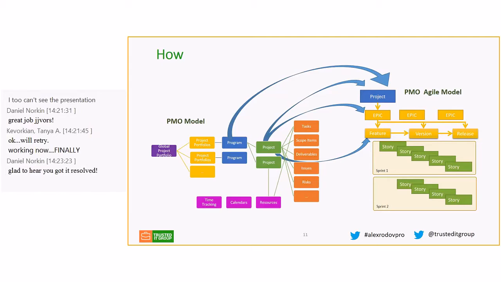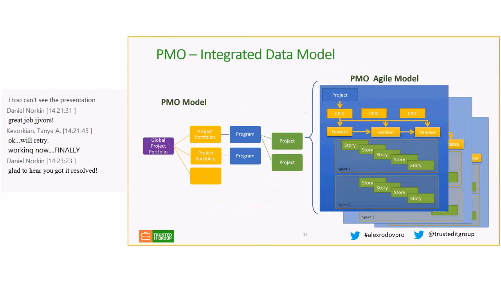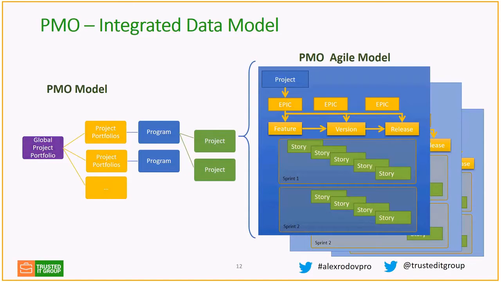So, the integrated data PMO model. This is a resulting picture from the previous slide, showing that in this particular case we build the portfolio of programs and projects, and within the project we have those agile components that may consist of projects or epics or stories, etc. So that's the integrated data model.